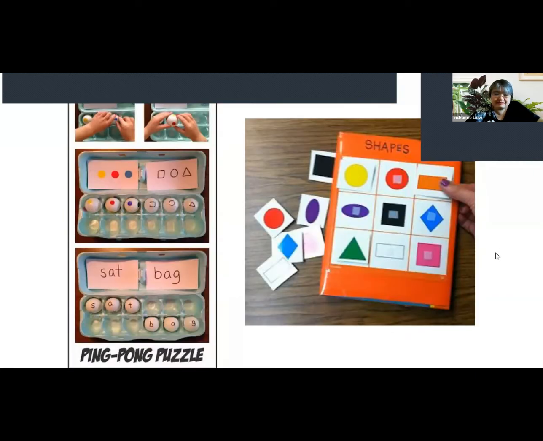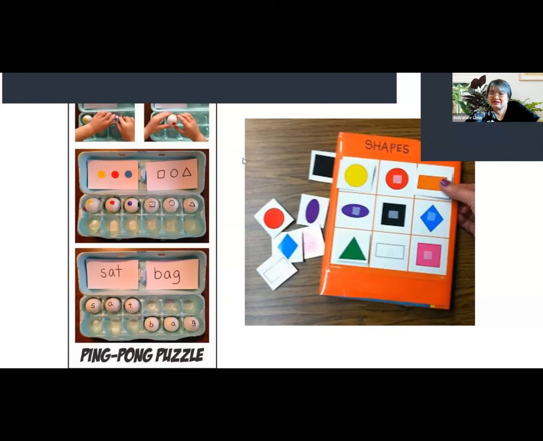What about this? Here, again, there are shapes, but you notice what it has? You actually have a shape and you've got Velcro. So what does a child do? Look for the red circle and put it on top.